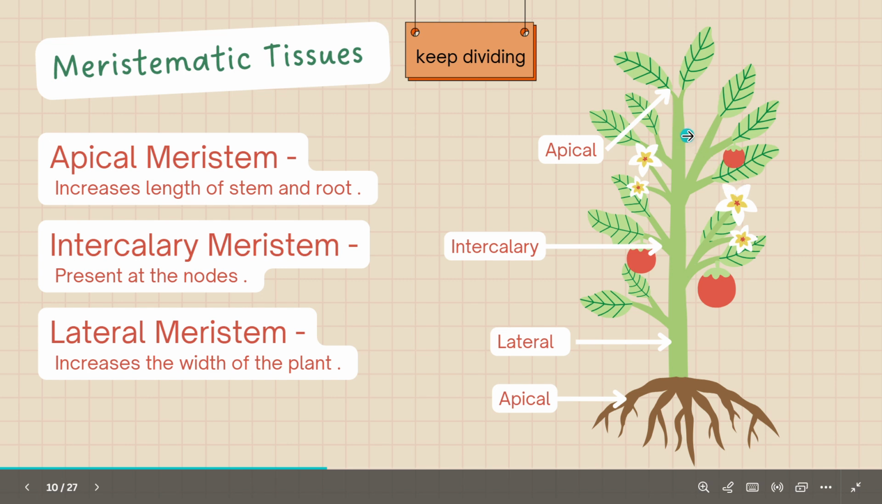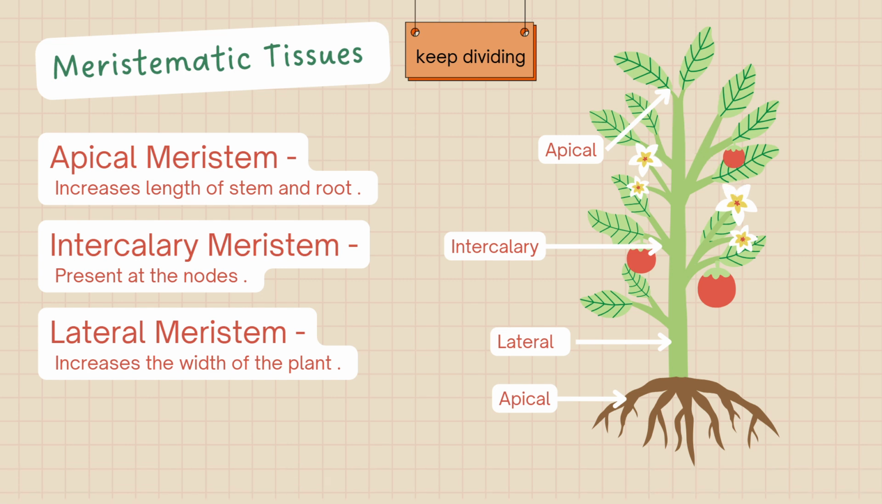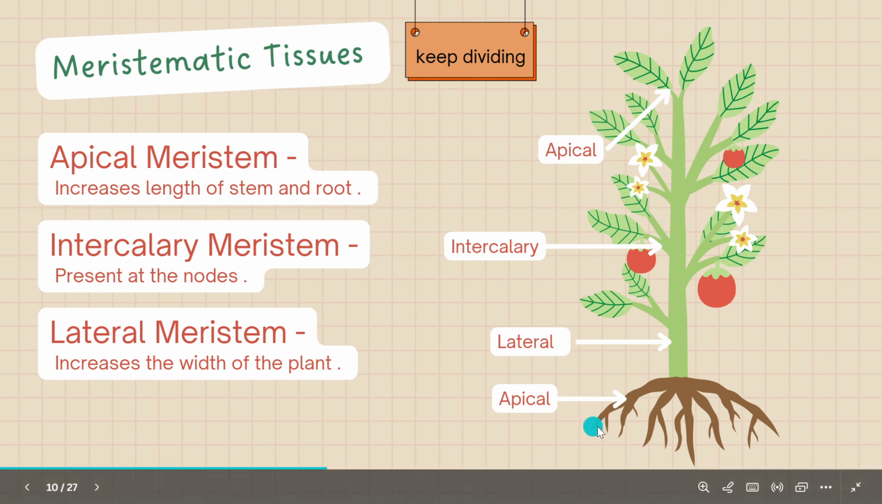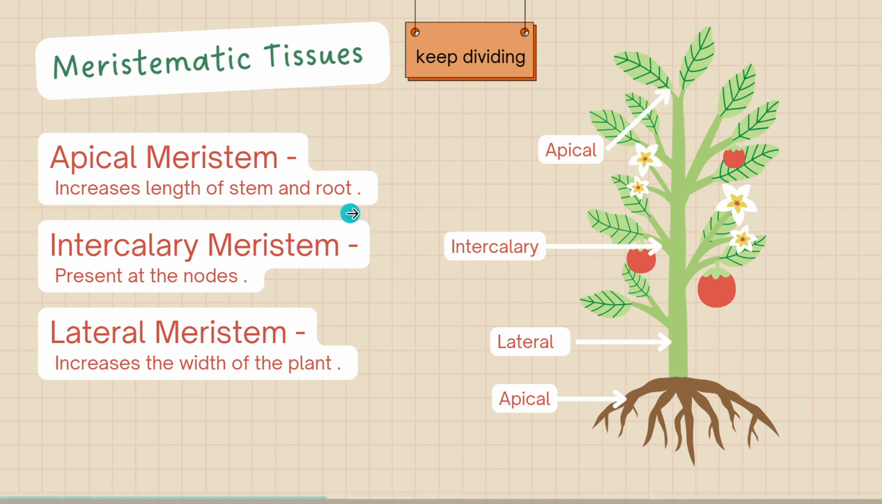Apical meristem is basically present in places where the plant is growing, the shoots. It's located there because the plant is growing in length. Over here it's located on the tip of the roots so that the plant grows deep into the soil. So what have I written here? Increases length of the stem and the root. As a whole, apical meristem helps in increasing the length of the plant or the tree.